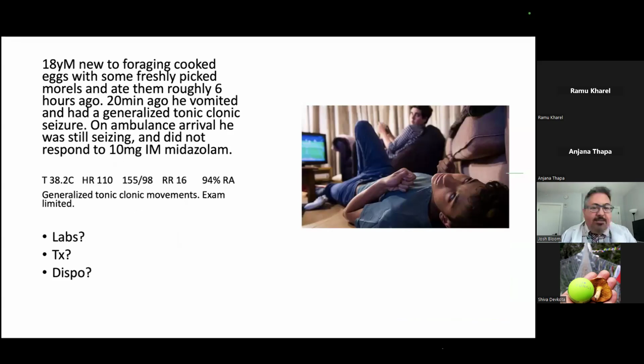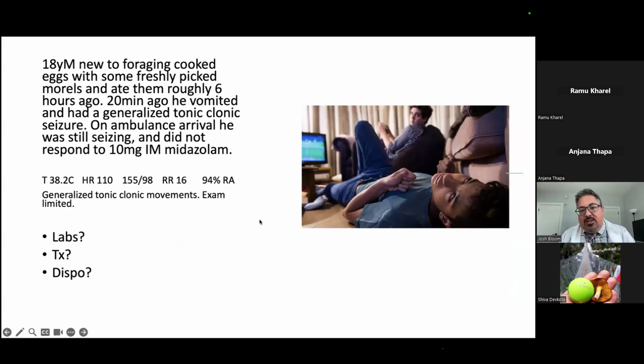Let's move on. I see we have about 10 minutes left. So this is a case that I want to make sure we go over. It's an 18-year-old who believed they found morels in the wild, and they ate them about 6 hours ago. Then 20 minutes ago, they had a generalized seizure and are still seizing on ambulance arrival, not responding to midazolam, a benzodiazepine. The vital signs are here.